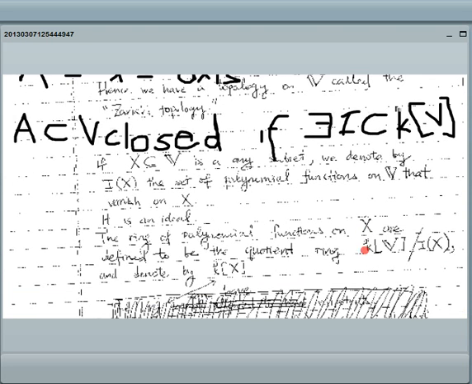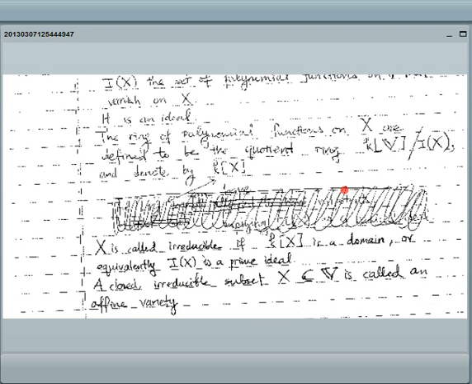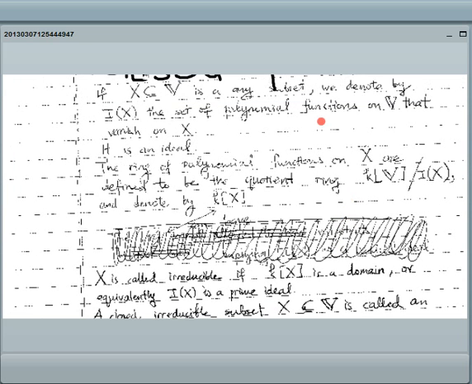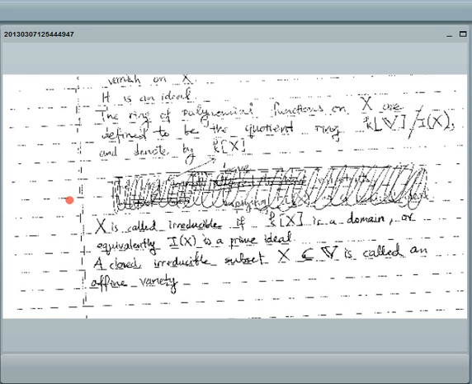Okay. So let me move on. This topology is called the Zariski topology. If X is a subset of V, then I of X denotes the set of all polynomial functions that vanish on X. You can just check that it is an ideal. In other words, if you take an arbitrary polynomial function and an element of this set I of X, multiply them together, the resulting function will still be inside I. So I of X will be an ideal for any subset X.